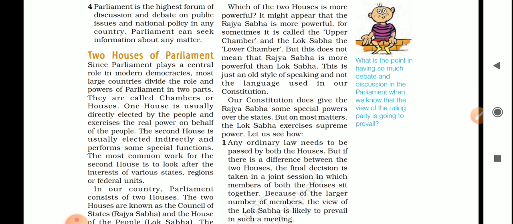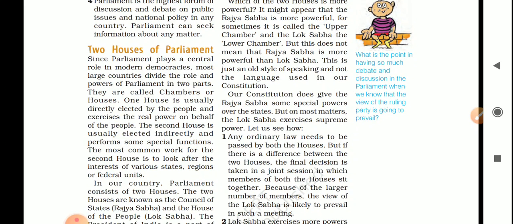In our country, the parliament consists of two houses known as Lok Sabha and Rajya Sabha. In Lok Sabha you can see Members of Parliament, and in Rajya Sabha you can see MLAs, Members of Legislative Assembly. Rajya Sabha is the representative of the states in India. Members of Rajya Sabha are not directly elected by the people. They are elected by the MLAs of the state they represent.